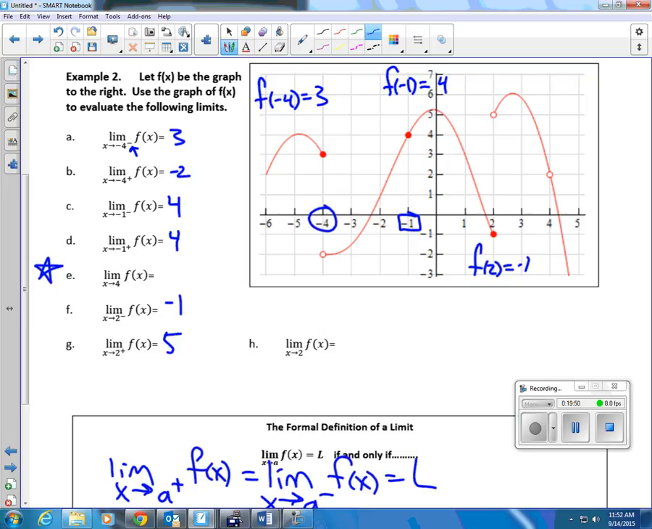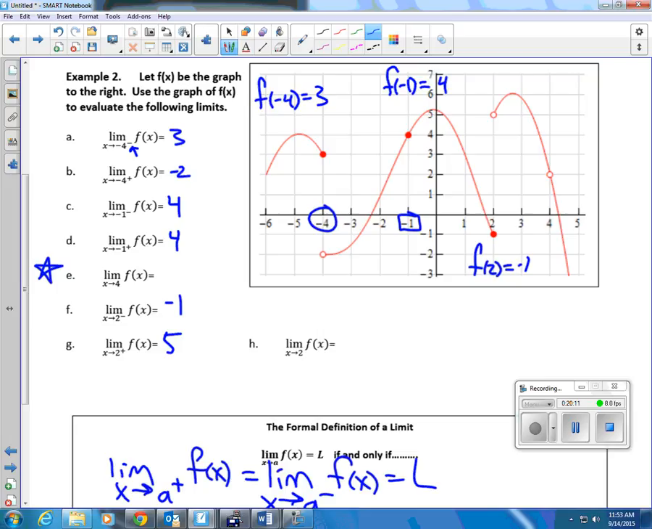Look at -1. Does the left hand exist? Does the right hand exist? Does the two-sided limit exist? Yes, because they are the same. At 2, from the left it exists, from the right it exists. Does the two-sided limit exist? No, because they're not the same.